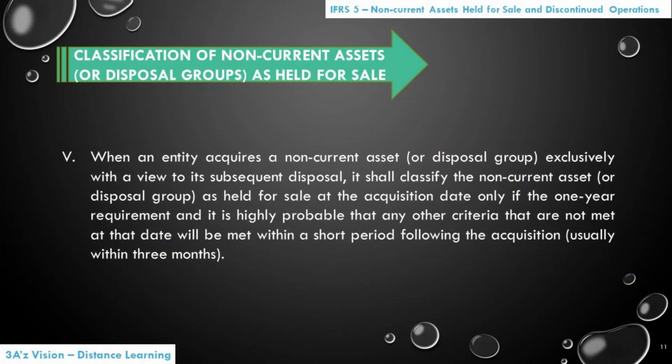Number 5. When an entity acquires a non-current asset, or disposal group, exclusively with a view to its subsequent disposal, it shall classify the non-current asset, or disposal group, as held for sale at the acquisition date only if the 1-year requirement is met, and it is highly probable that any other criteria that are not met at that date will be met within a short period following the acquisition, usually within 3 months.